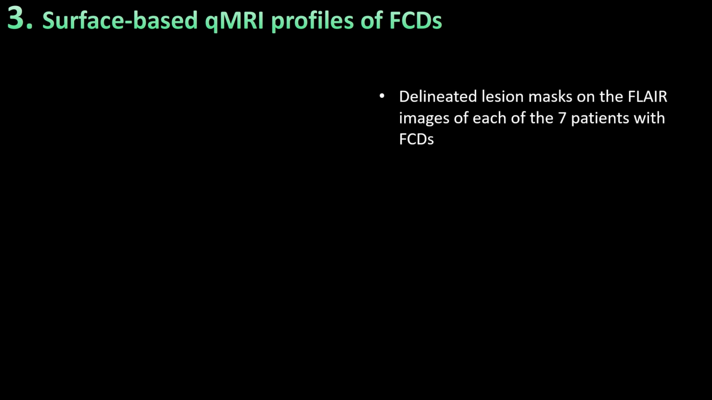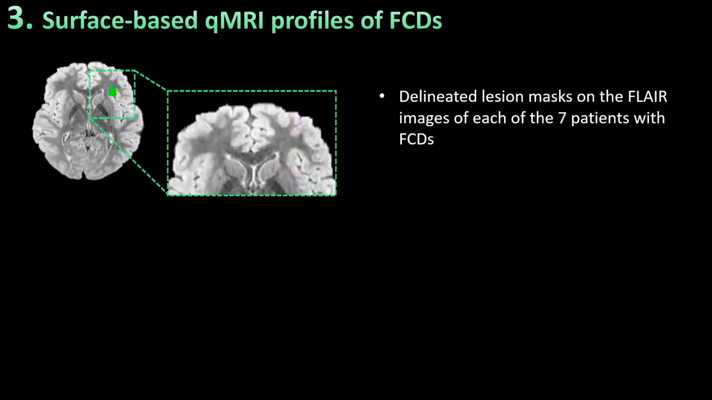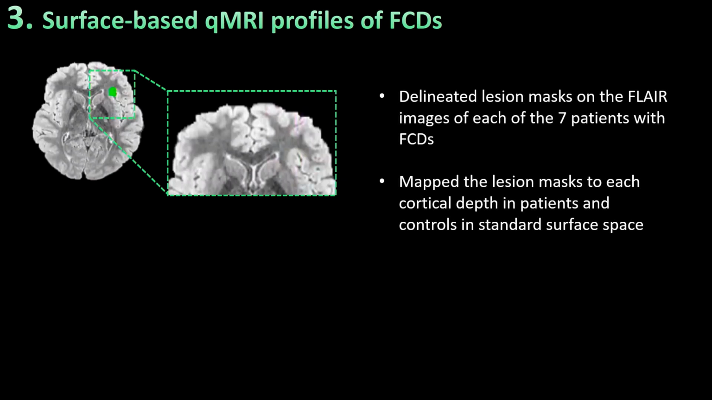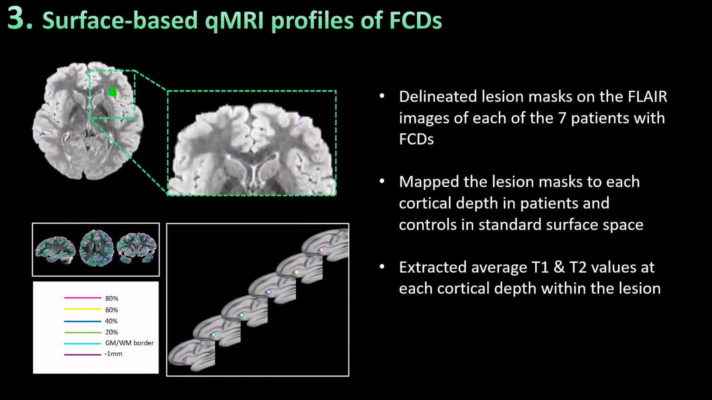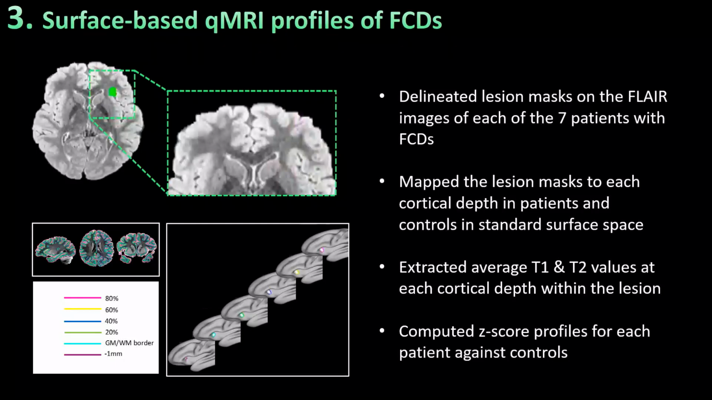And finally, to compute surface-based QMRI profiles of FCDs, we first delineated lesion masks on the FLAIR images of each of the 7 patients with FCDs. We then mapped these lesion masks to each cortical depth in patients and controls in standard surface space, and extracted T1 and T2 values at each cortical depth within the lesion. This, in turn, allowed us to compute a Z-score profile for each patient against the control distribution.